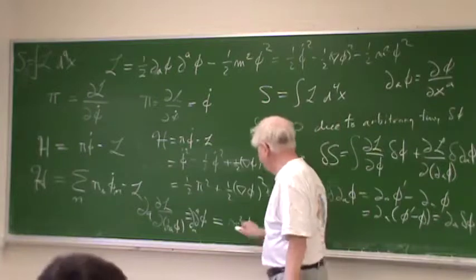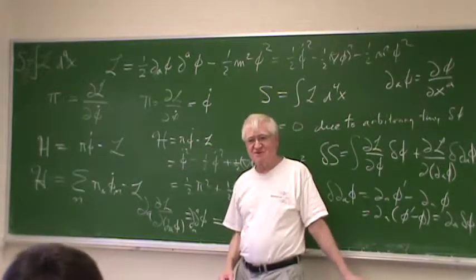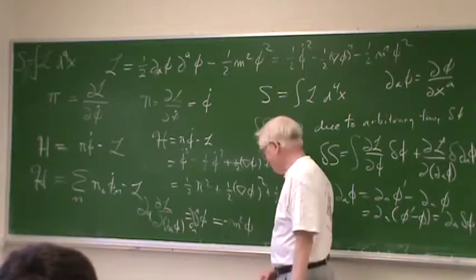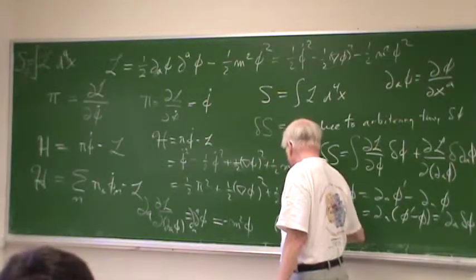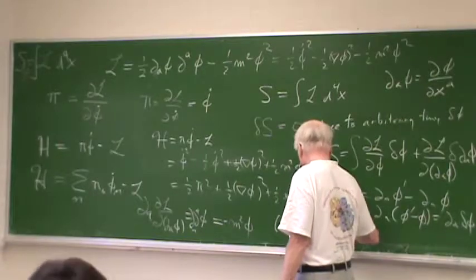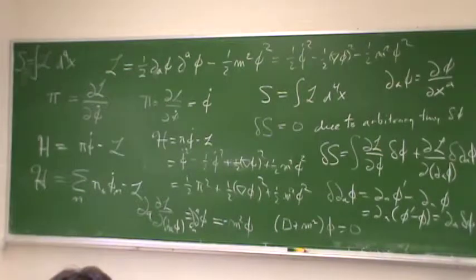Let's see, minus sign here. Left arm was down, you need to watch that. And so the equation is box plus m squared phi is 0. So that's the equation of motion for that.